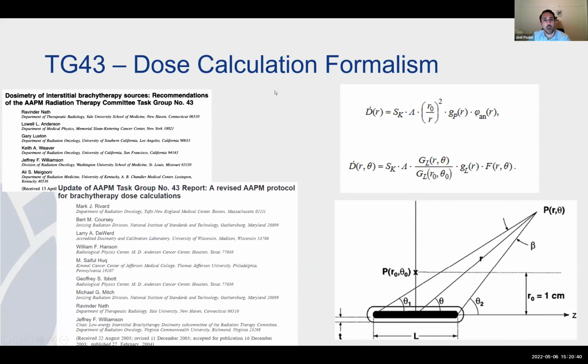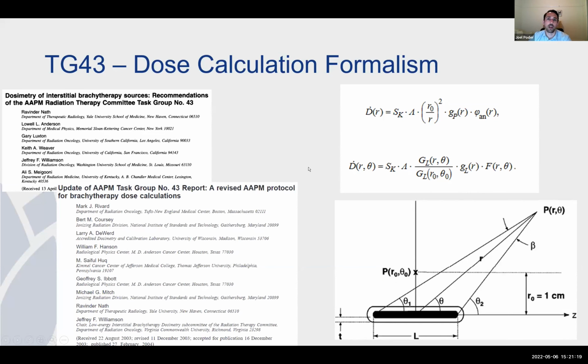So basically, this type of dose calculation formalism uses two different equations. You can see these equations here in the top right of the screen. This equation at the top here is a point source approximation, and the equation underneath is a line source approximation. So it uses inputs such as the air Kerma strength of the source. There are some parameters such as the dose rate constant, the anisotropy function, and the geometry function, as well as a radial dose function. I'll refer you to these reports if you're not already familiar with them for an in-depth description of how the dose calculation formalism is carried out for brachytherapy.